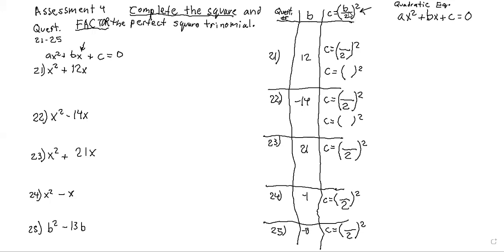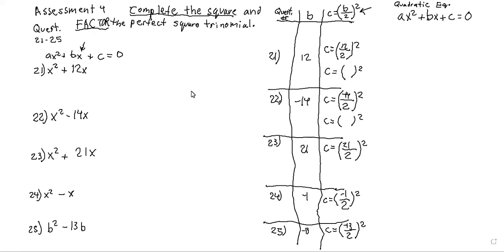Now we're going to go ahead and compute the c values for all of them in one shot, right? For 21, it's going to be 12 over 2. For 22, it's going to be minus 14 over 2. We're just plugging in the b values. See the formula? The b value goes in the numerator. We're just plugging those in. For 23, it's 21 over 2. For 24, it's negative 1 over 2. And for 25, it's negative 13 over 2.